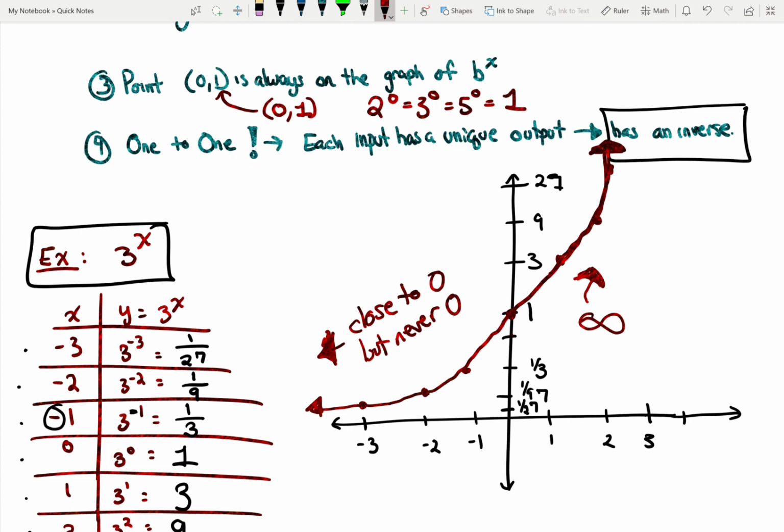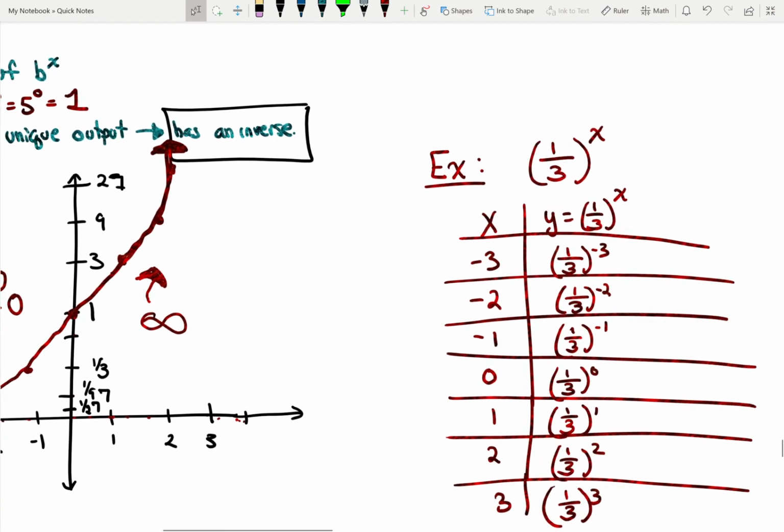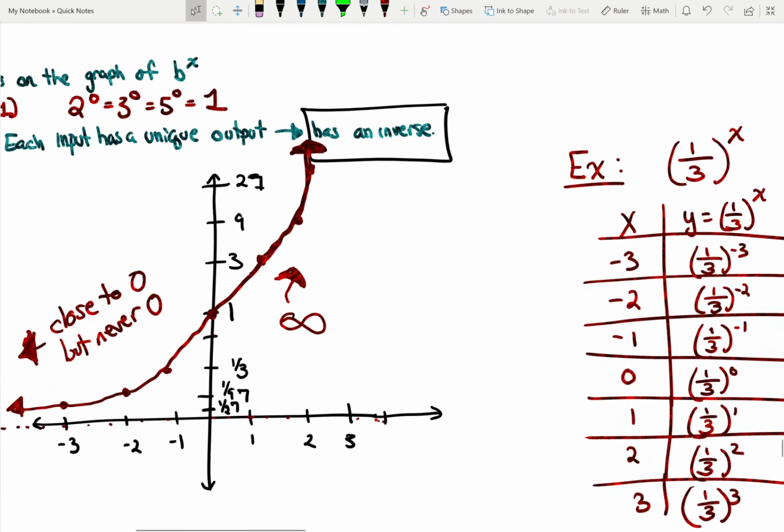So there's actually a horizontal asymptote at y equals 0. This x-axis is a horizontal asymptote. Our graph will never touch it. Okay, so let's do another one. Let me just erase some of this stuff.